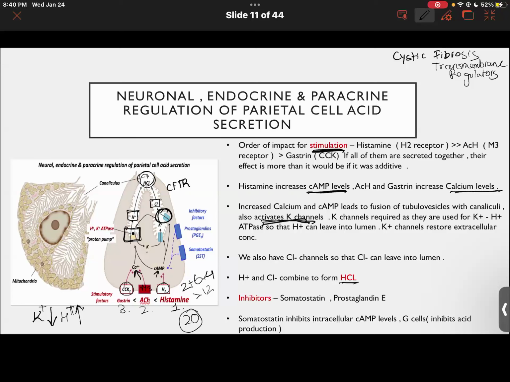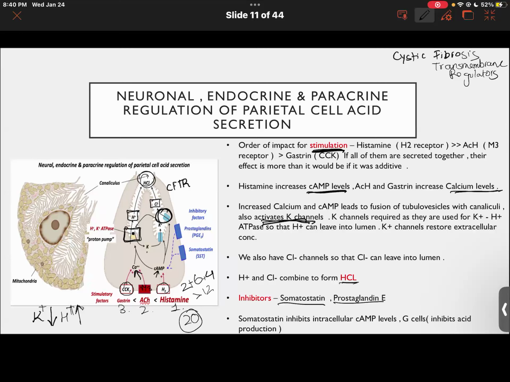So this was stimulation. This is how hydrochloric acid is formed, but how is it inhibited? What if we don't want hydrochloric acid in the body? We want less hydrochloric acid. Then we have somatostatin. I told you to remember that somatostatin always inhibits. It's an inhibitor. Its only function is inhibiting. So somatostatin inhibits the formation of hydrochloric acid, and so does prostaglandin E. You don't need to know where prostaglandin E comes from, just remember that it inhibits.